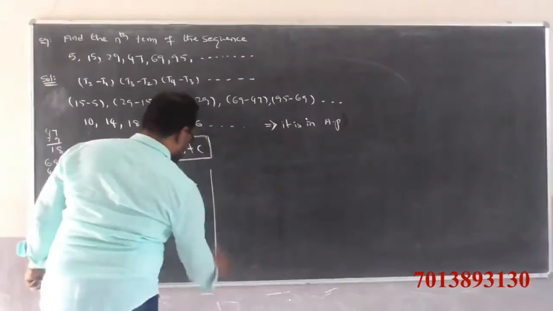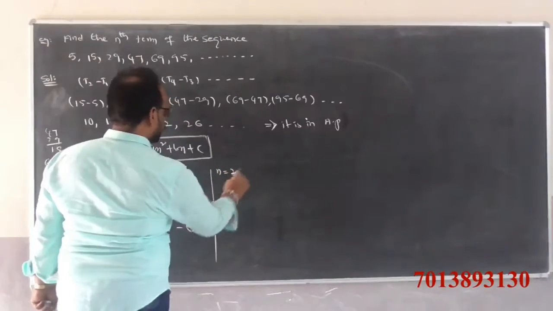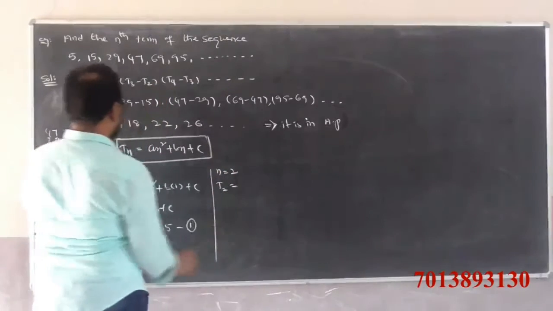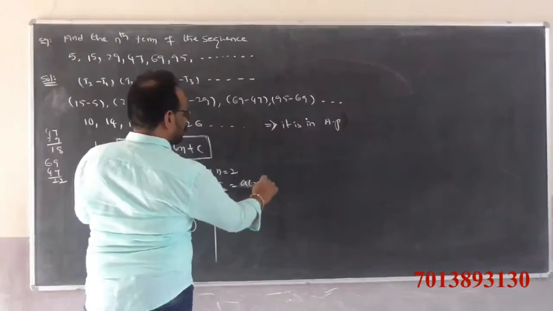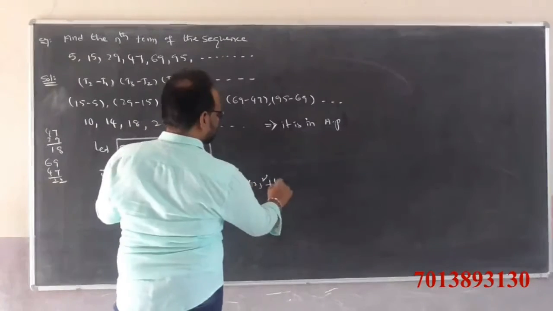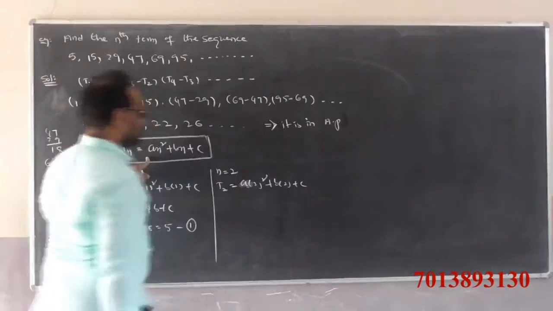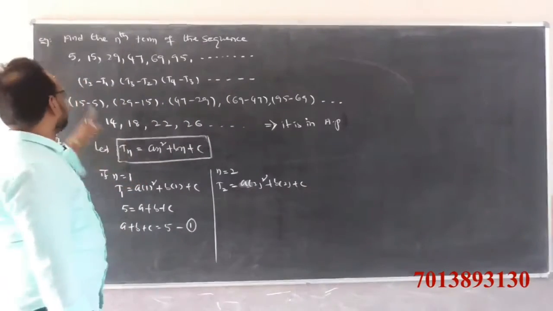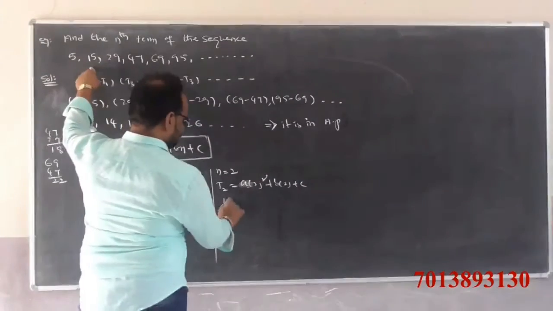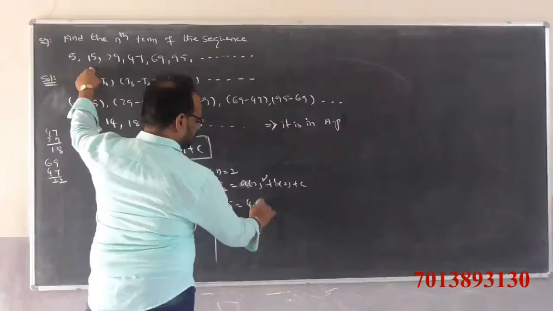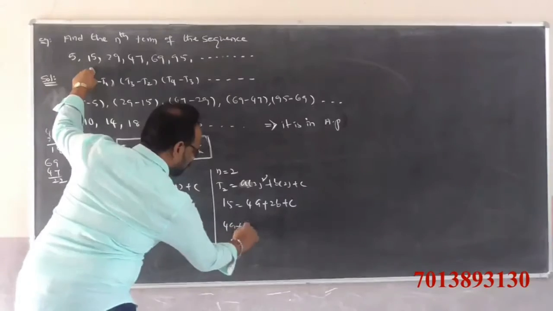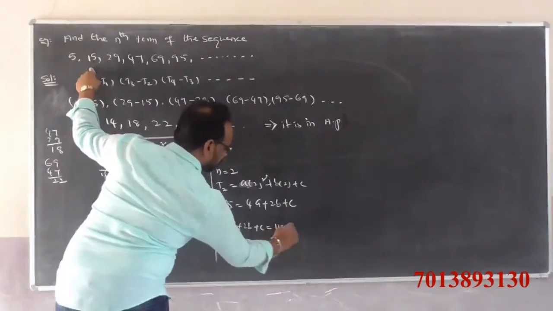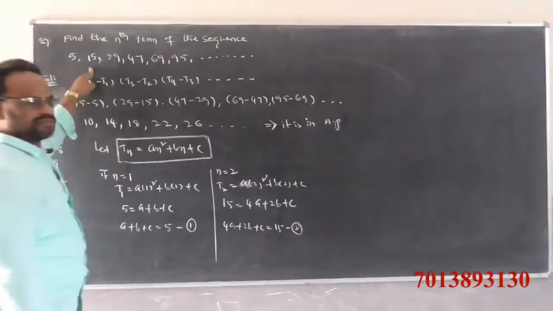Substitute n equals 2. T2 equals A into 2 square plus B into 2 plus C. T2 is nothing but 15. So 15 equals 4A plus 2B plus C. This can be written as 4A plus 2B plus C equals 15. This is equation number 2.